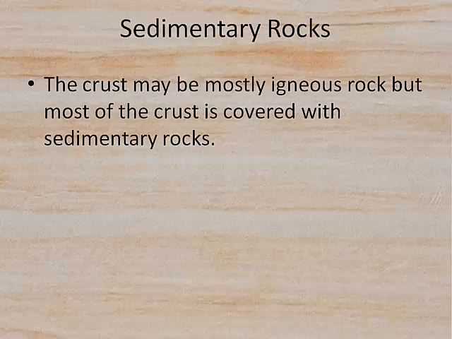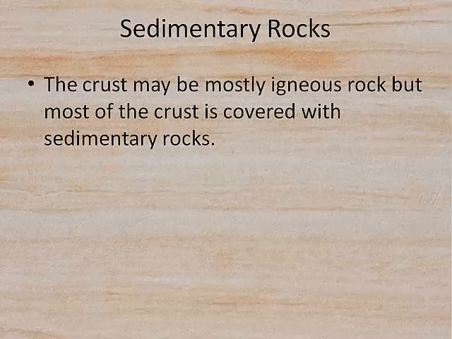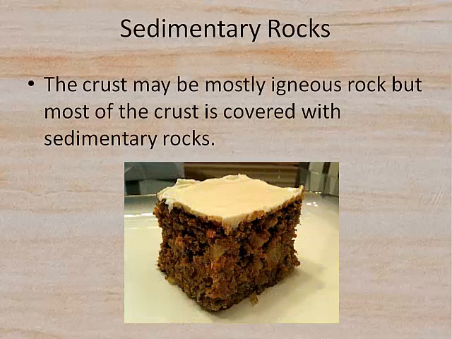Alright, the crust of the Earth is 90% igneous rock, but the crust is mostly covered with sedimentary rocks. Kind of like this piece of carrot cake. The vast majority of this cake is cake. There's a little bit of icing on the top that covers it. So if we were looking down from above, we wouldn't see the cake itself, we'd just see the icing. That's kind of like the crust of the Earth. The crust of the Earth is mostly all igneous rocks, and it's covered with a thin layer of sedimentary rocks.